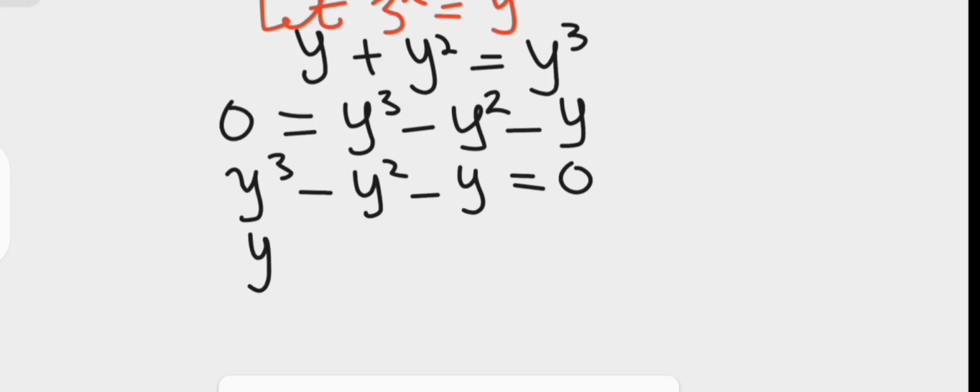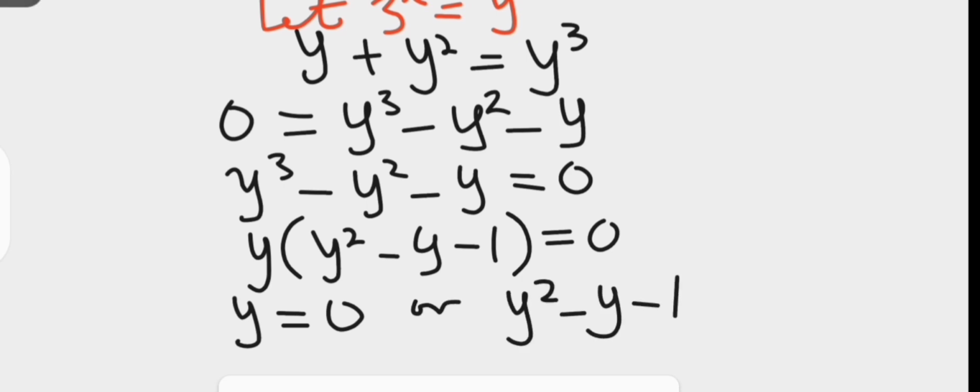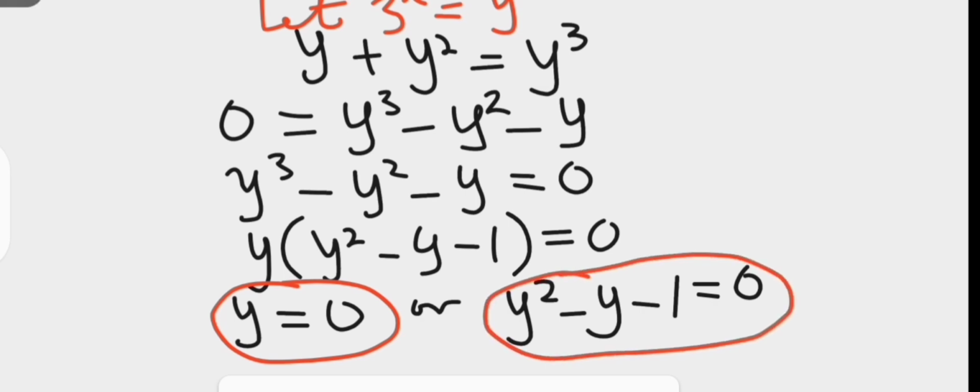y can be factored out, so we have y times y squared minus y minus 1 equals 0. Applying the zero product property, it's either y is 0 or y squared minus y minus 1 equals 0. So we have the first solution for the variable we transformed into, y equals 0. Then we need to look for the other two solutions from this quadratic equation.